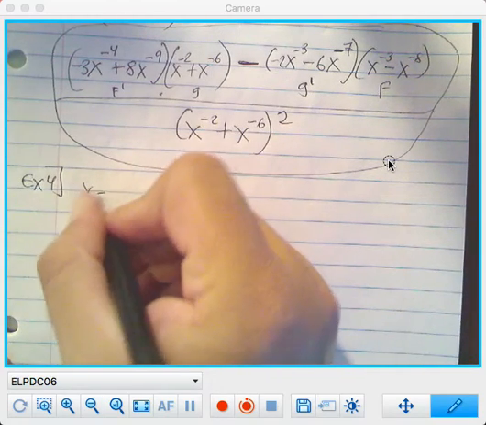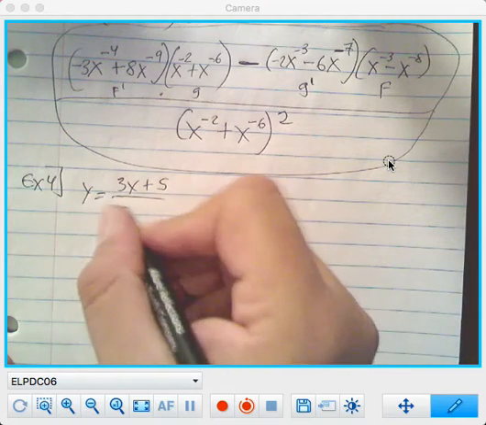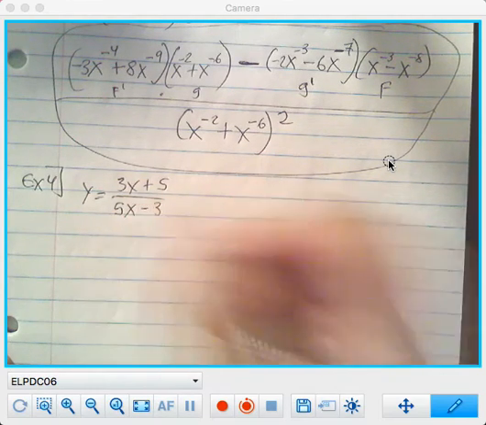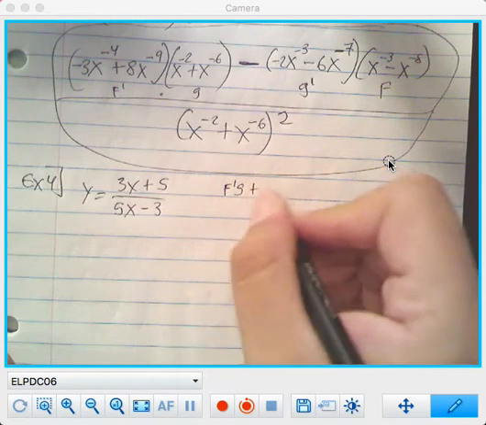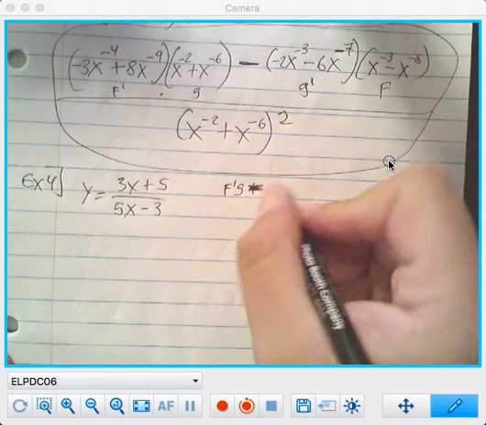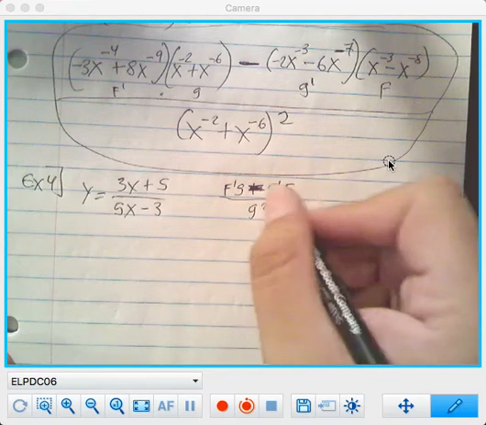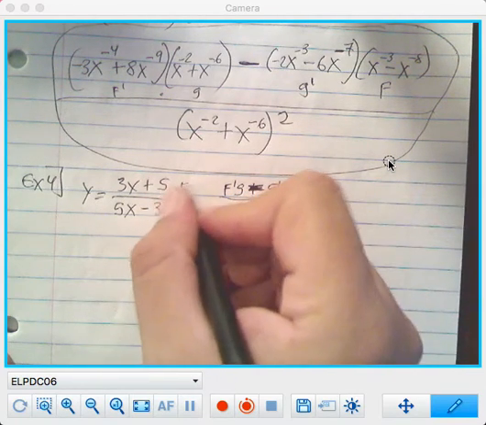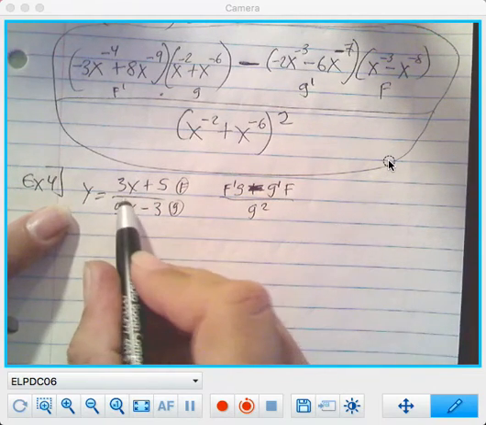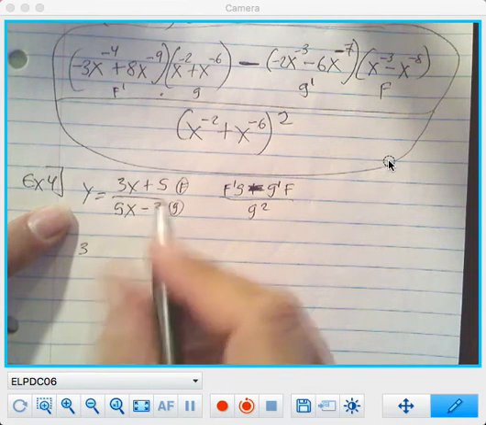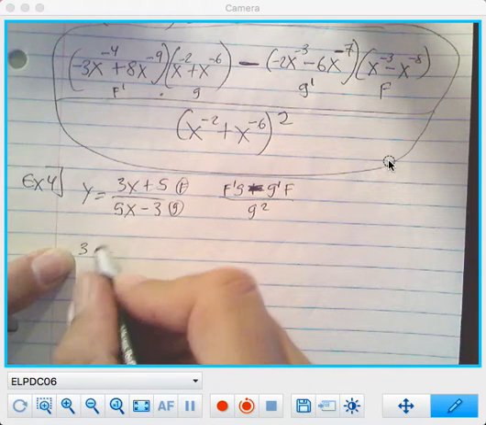Okay, I have y equals 3x plus 5 over 5x minus 3. Okay, first step, copy the formula, f prime g minus, see what I mean? G prime f over g squared. F prime g minus g prime f. Okay, this is f, this is g. Take the derivative of the top. The derivative of 3x is just 3. What is the derivative of 5? That's 0. Okay, so our f prime is this.